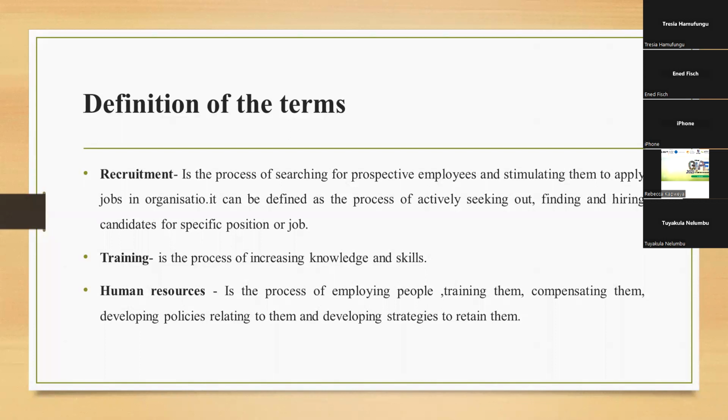Then we move to training. Training is the process of increasing knowledge and skills. And human resources is the process of employing people, training them, compensating them, and also developing policies relating to them and developing strategy to retain them.